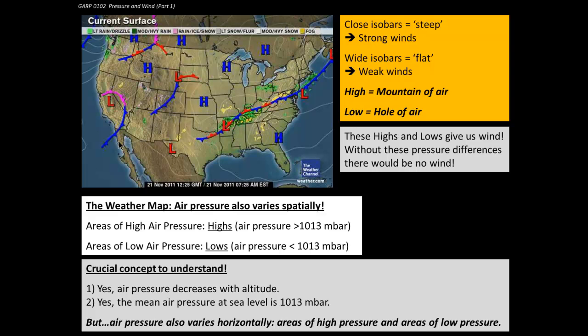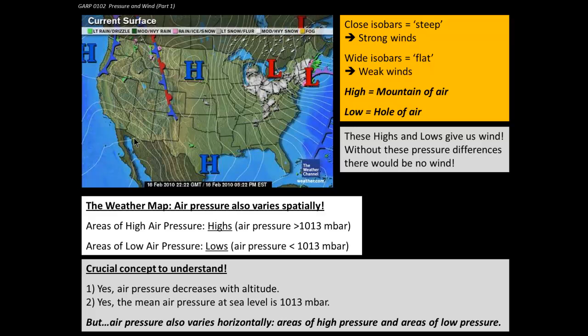Another example here. Any weather map you look at, you will see high pressure areas and low pressure areas. Here we have a bunch of highs shown in blue, and a bunch of lows shown in red. Because we have these differences in pressure, a low pressure area here and a high pressure area here, for example, that gives us a pressure difference, and that gives us wind speed. So that's the basic story.